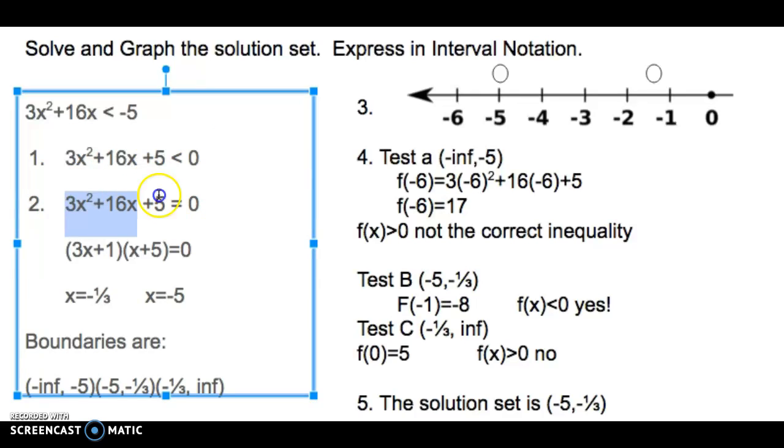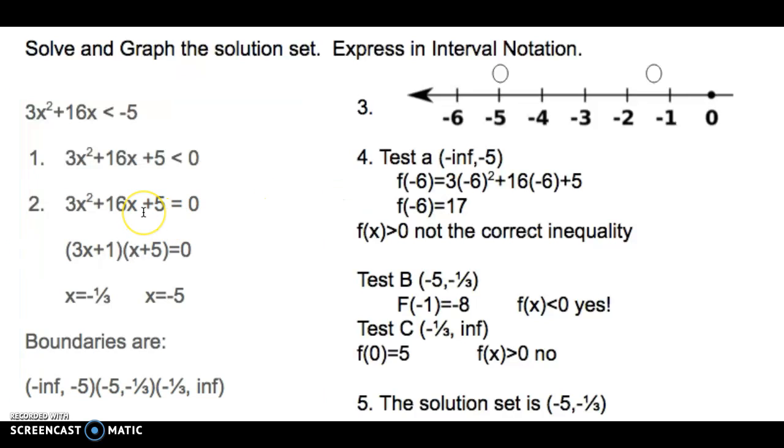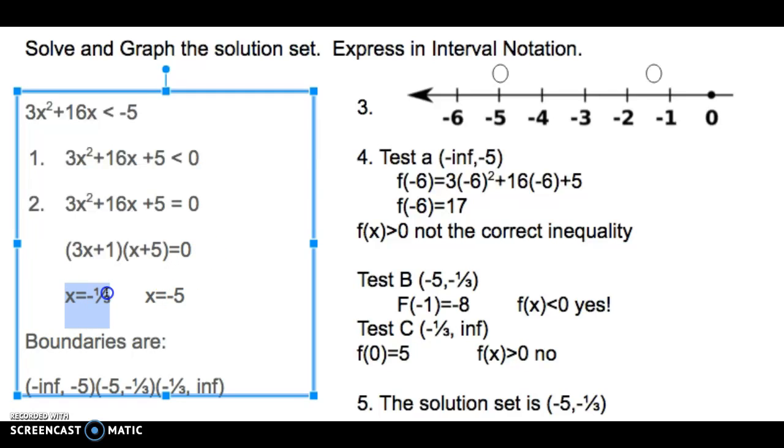In this case, since it's a quadratic, I can just factor it, hopefully. If I can't factor it, we've got so many different methods, like synthetic division and things like that. But for the most part, you'll be able to factor these. So you can see it factors to 3x plus 1 and x plus 5, and set it equal to 0. Really you're just finding the x-intercepts of the graph. So I find x equals -1/3 and x equals -5.